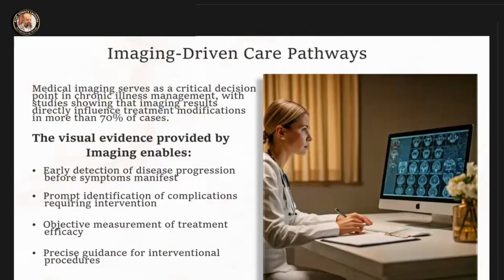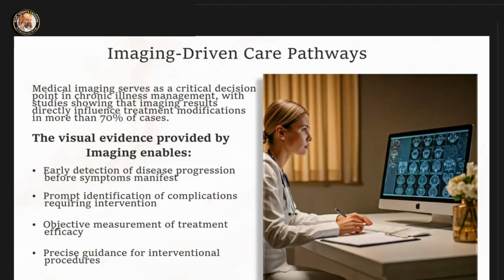There is an imaging-driven care pathway. Medical imaging serves as a critical decision point in chronic illness management, with studies showing that imaging results directly influence treatment modifications in more than 70% of cases. The visual evidence provided by imaging enables early detection of disease progression before symptoms manifest, and prompt identification of complications requiring intervention.